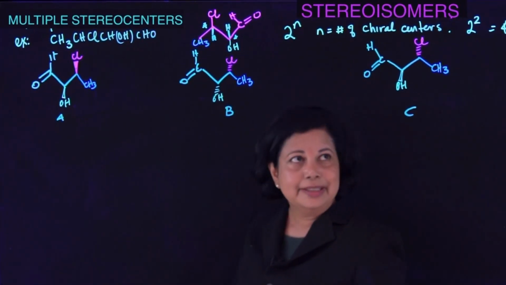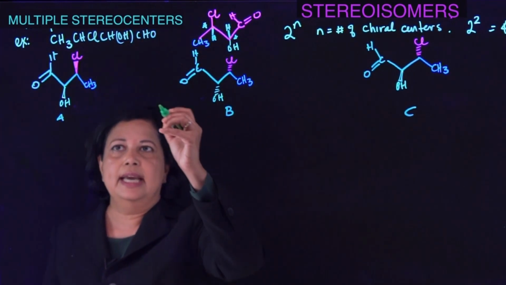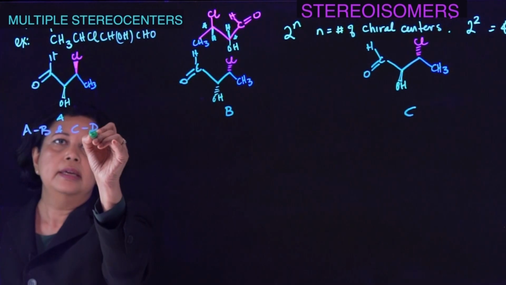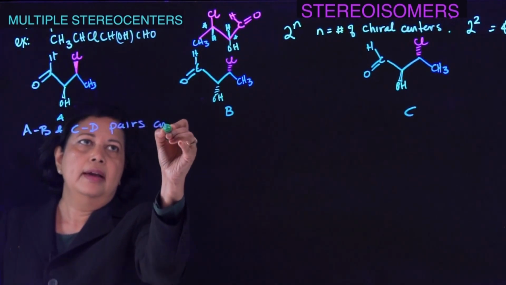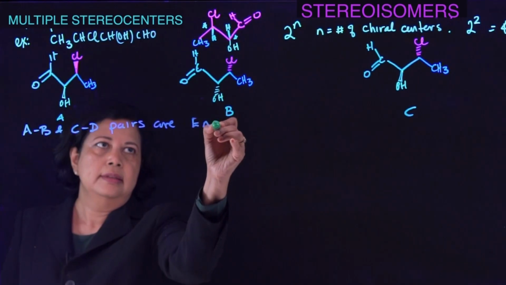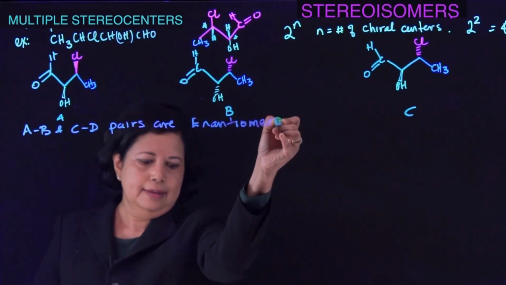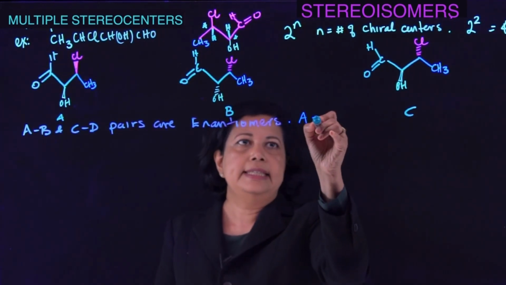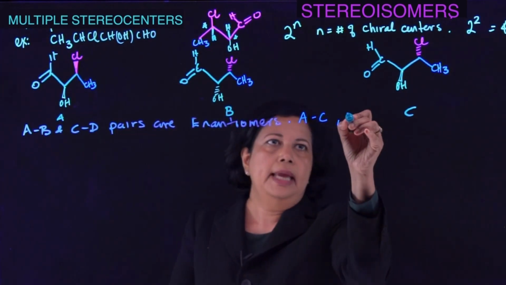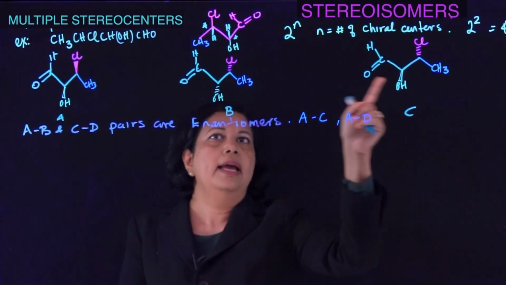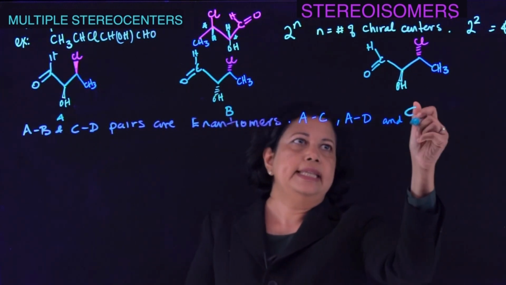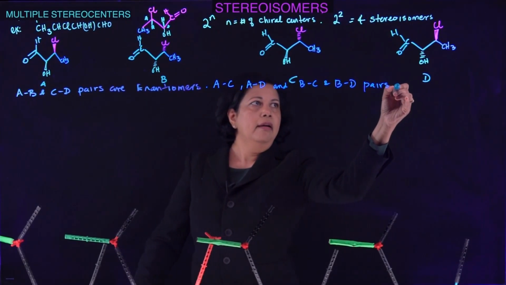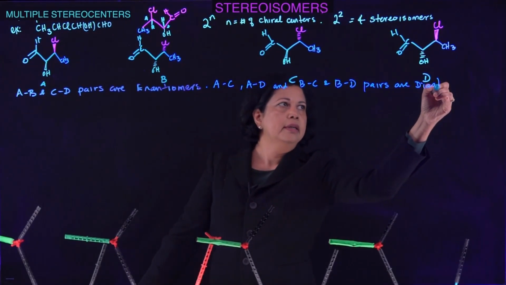All right, so let's draw, and let me write that down. A, B, and C, D pairs are enantiomers. And all the others, A, C, which would be the same as C, A, A, D, and then also B, C, and B, D pairs are diastereomers.